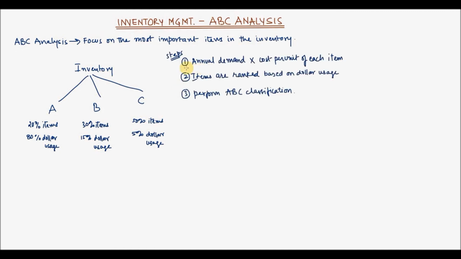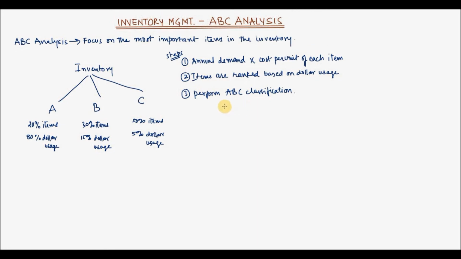So here I've mentioned the steps. So first is to find out the dollar usage of each item, which is annual demand of that item multiplied by the cost per unit. Then once you get the dollar usage for each item, then these items are ranked based on the dollar usage, and then you can perform the ABC analysis.